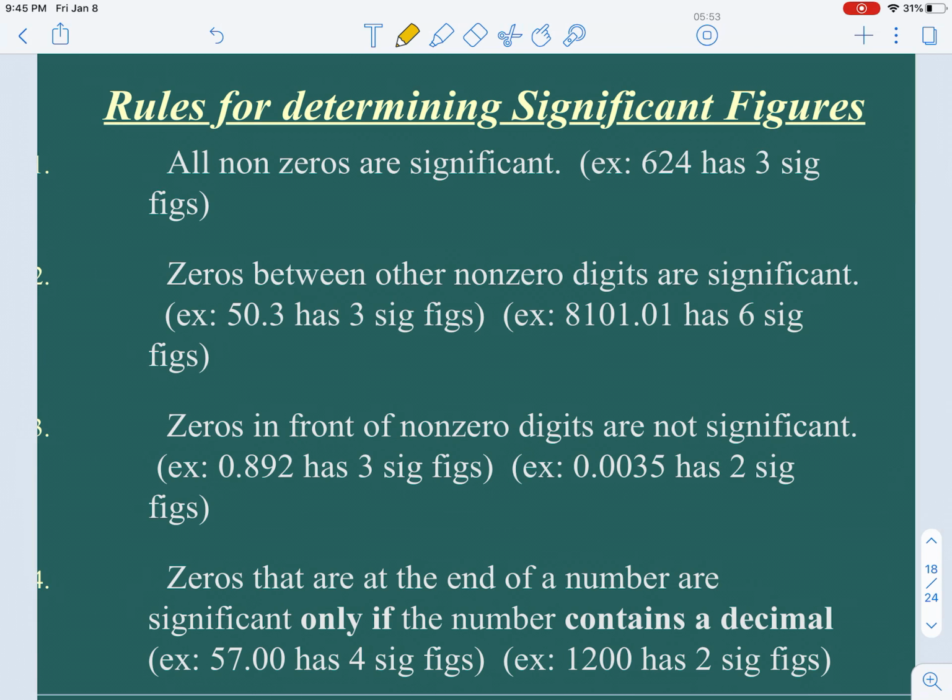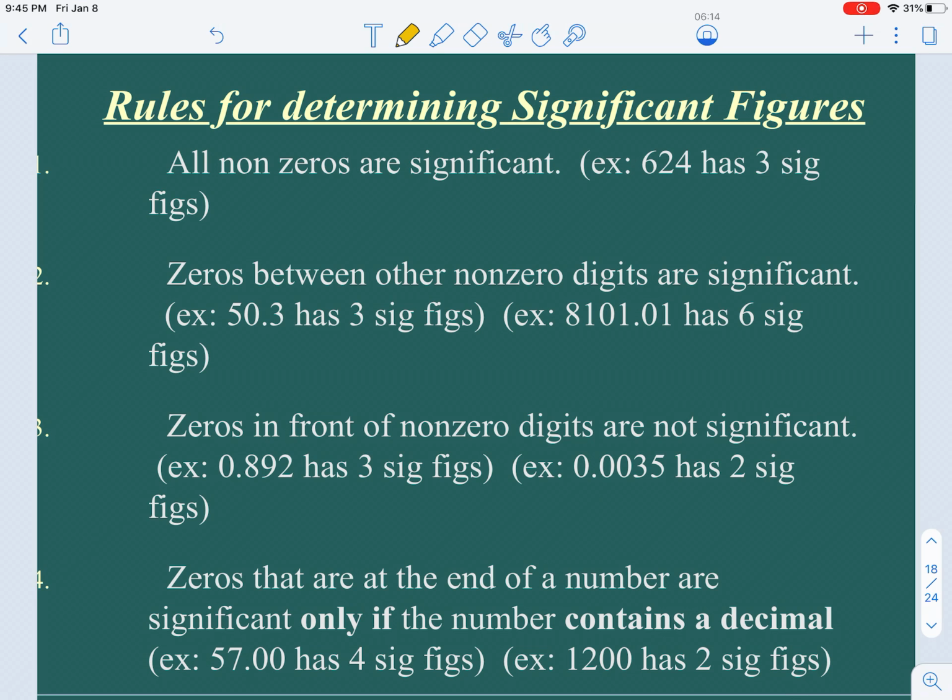Rule number 2 says zeros between other non-zeros are significant. So in other words, if a zero is sandwiched between other significant numbers, then by default it is also significant. So middle zeros, sandwich zeros, in between zeros, however you prefer to reference them.